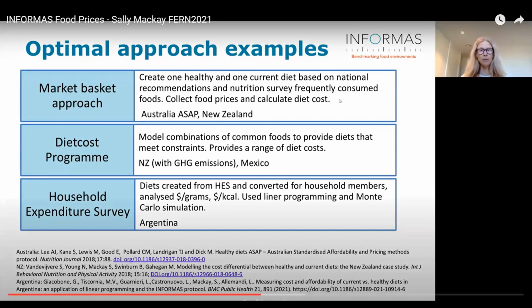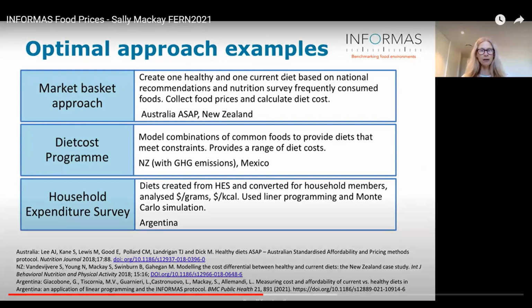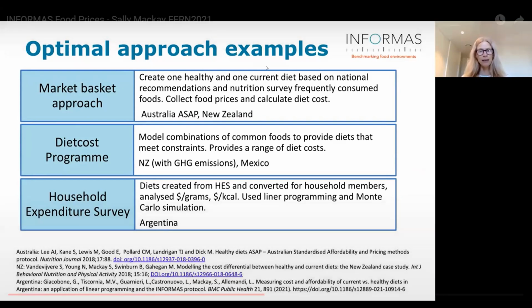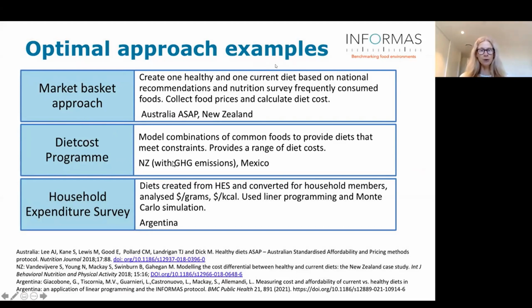This approach, however, only gives you one price. So one price of a healthy diet and one price of a current diet. And of course, there are different combinations of foods that will end up in a range of prices, which is why in New Zealand, we have used the diet cost program.